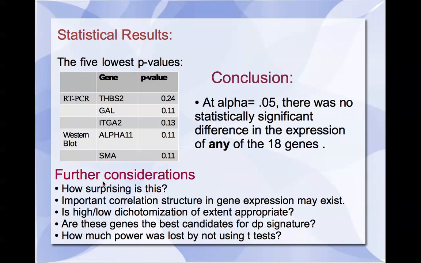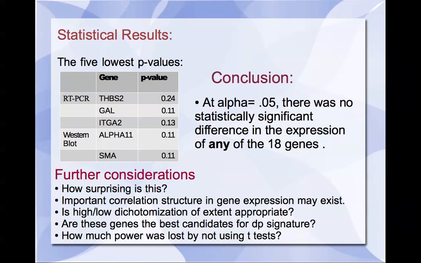Okay, so back to the study at hand. These are the statistical results. I've displayed in this table the 5 lowest p-values, and as you can see, none of them is at or below 0.05. So my conclusion is that at alpha equals 0.05, there was no statistically significant difference in the expression of any of the 18 genes.